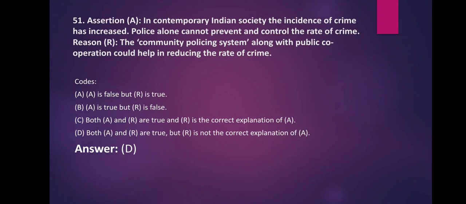Option A, A is false but R is true. Option B, A is true but R is false. Option C, both A and R are true and R is the correct explanation of A. Option D, both A and R are true but R is not the correct explanation of A. Here the correct answer is option D, that is both A and R are true but R is not the correct explanation of A.